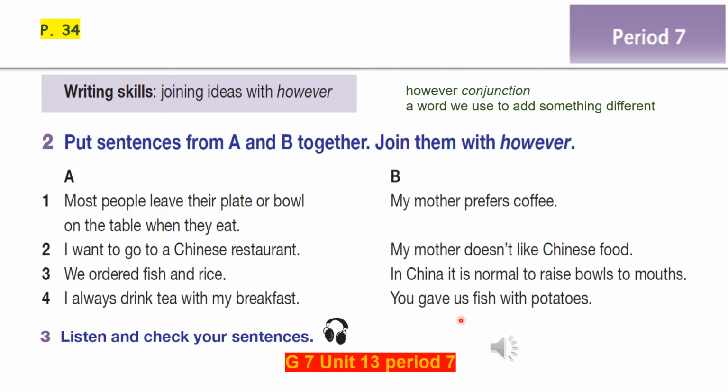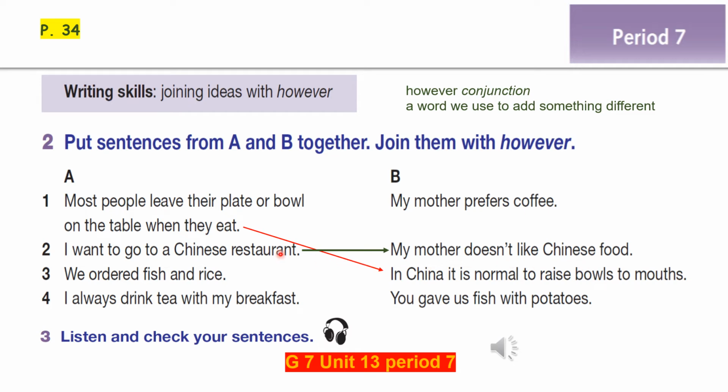Done, my students? Great. Let's take them one by one. The first sentence. Great. Most people leave their plate or bowl on the table when they eat. However, in China, it is normal to raise bowls to mouths. Very good. Number 2. I want to go to a Chinese restaurant. However, my mother doesn't like Chinese food.